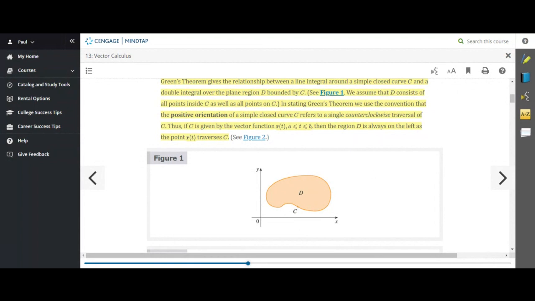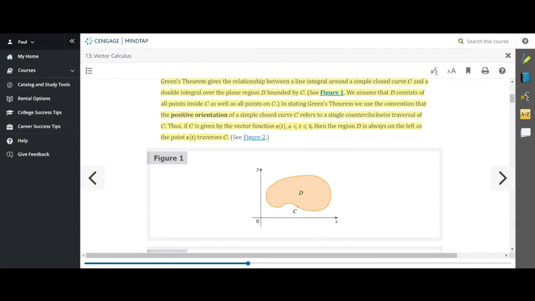And in stating Green's theorem, we use the convention that the positive orientation of a simple closed curve C refers to a single counterclockwise traversal of the closed curve C. Thus, if C is given by a vector function r(t), that'll trace out the space curve C. If C is given by that vector function r(t), then the region D is always on the left as the position vector traces out C.